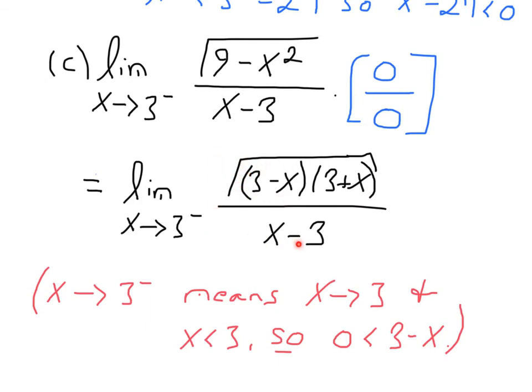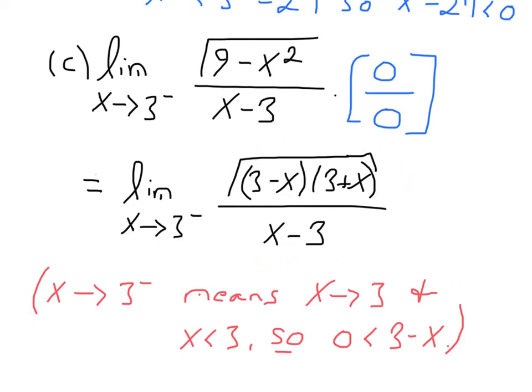This function would not have existed for any of the x's that we wanted to consider, and so at this point we would be able to say that the limit did not exist, as we were able to do in part B above. But, good thing, for all x's we're considering here, x is less than 3. 3 minus x is positive. What lies beneath the square root is positive. For all x's we're considering, this function is in fact well defined.